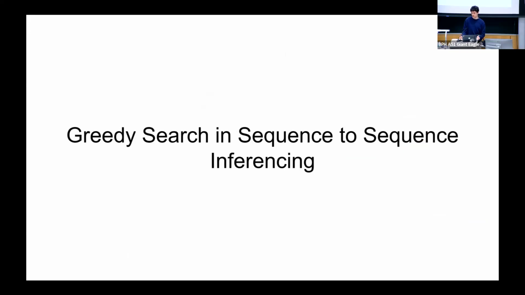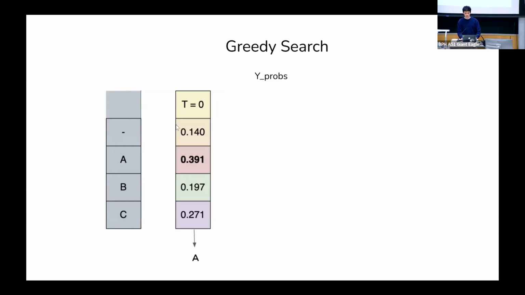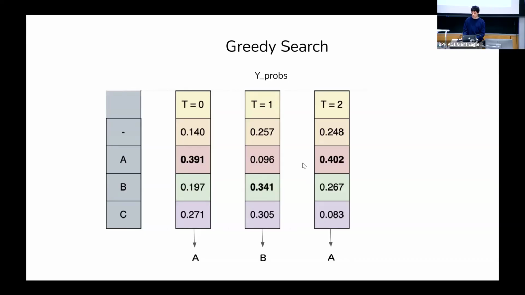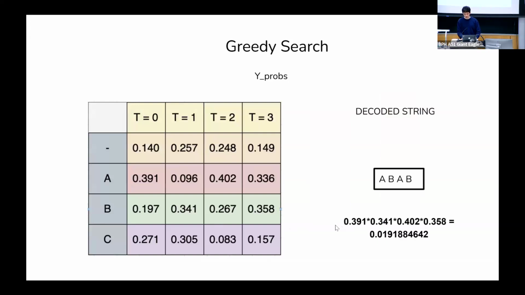So let's show it in a more sequence-to-sequence IDL strategy. We have our list of probabilities, with our A, B, C, D and our time steps, and we're decoding our string. First we grab A because A has the highest probability at time 0. As you can see, 0.391 is greater than 0.14, 0.197, and 0.271. Then we keep grabbing the next greatest thing. So it would be B, then A again, and then back to B, which is a good probability, but it's not the most representative of the actual sequence that we're going to estimate.